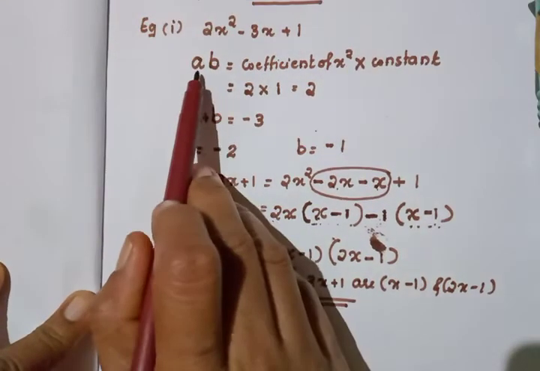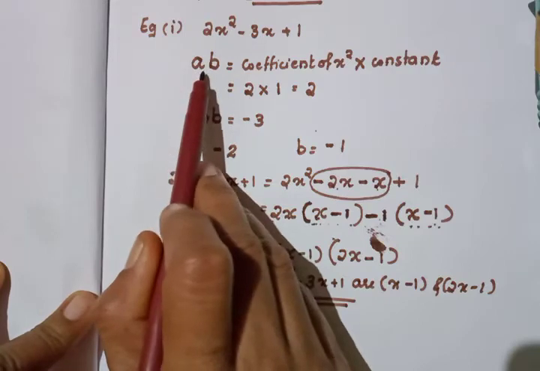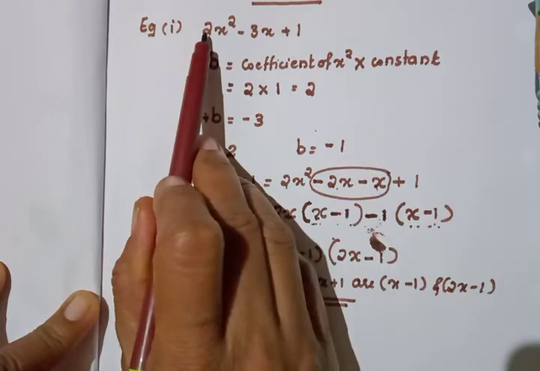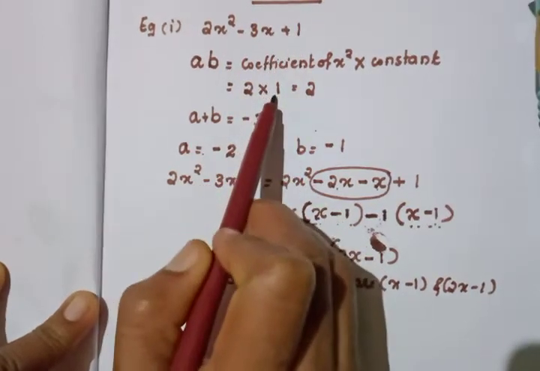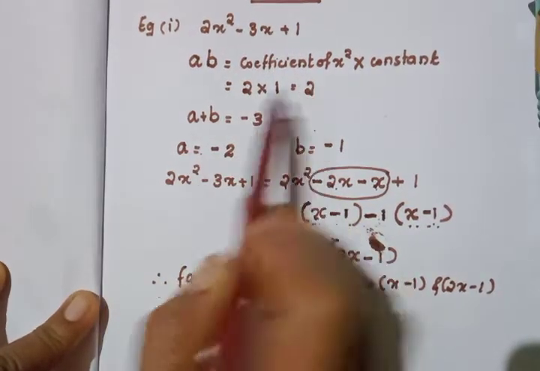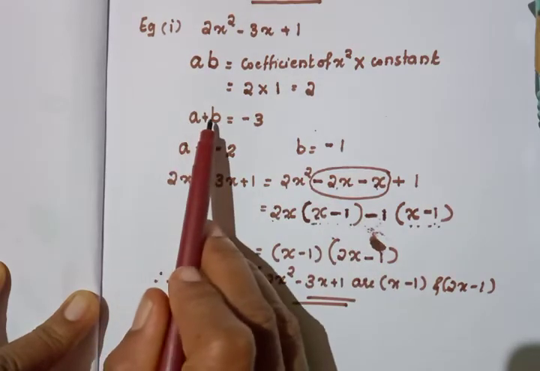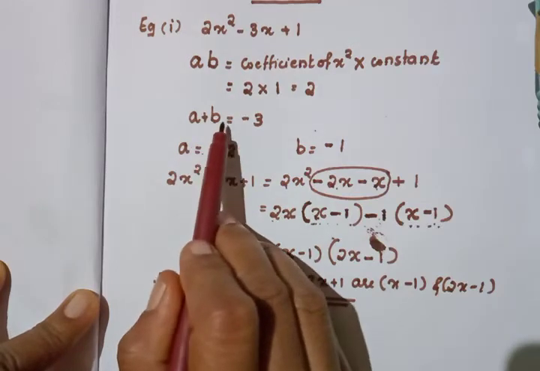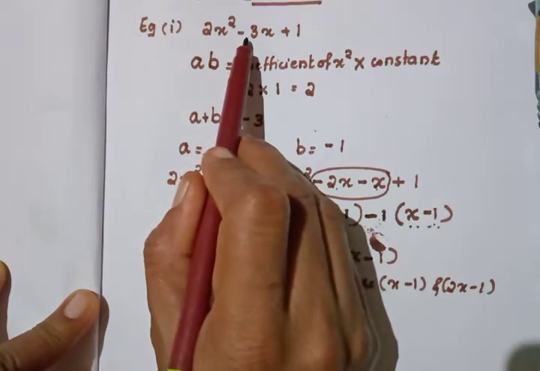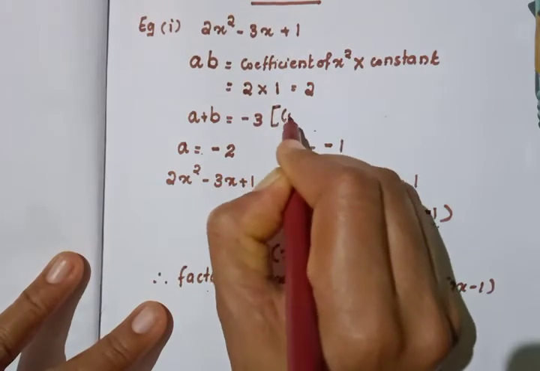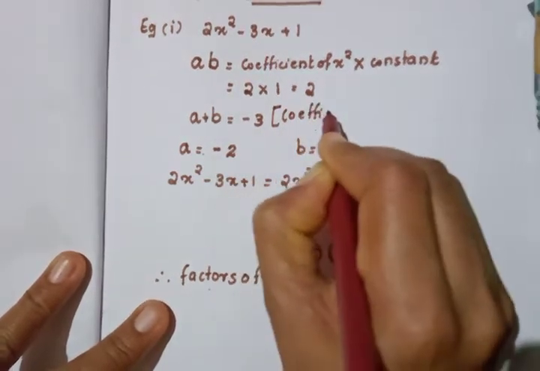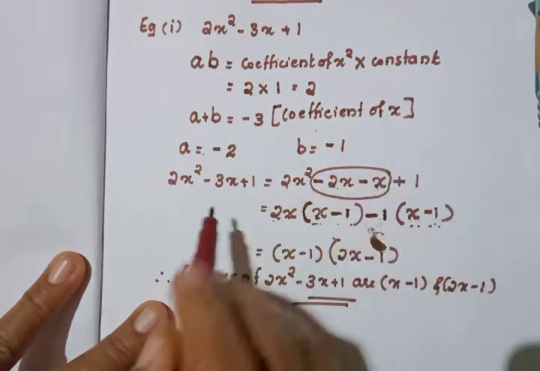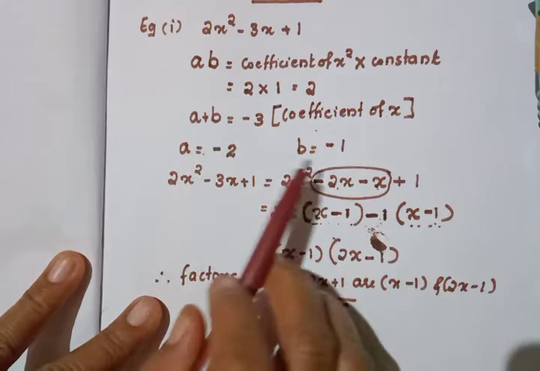Listen here. So first we need to take the product of two numbers, that is coefficient of x square into constant. Coefficient of x square is 2 and constant is 1. So 2 into 1 is 2. Now we need to find the sum of two numbers, that is a plus b. A plus b is the coefficient of x. Now we need to find what are the numbers a and b.